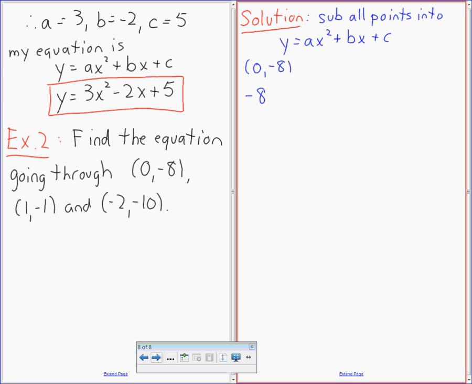Great. Negative 8 equals a times 0 squared plus b times 0 plus c. And that's once again going to give me c equals negative 8. So again, your y-intercept would be c. And you can see when you do 0 and negative 8, it's going to be the y-intercept.